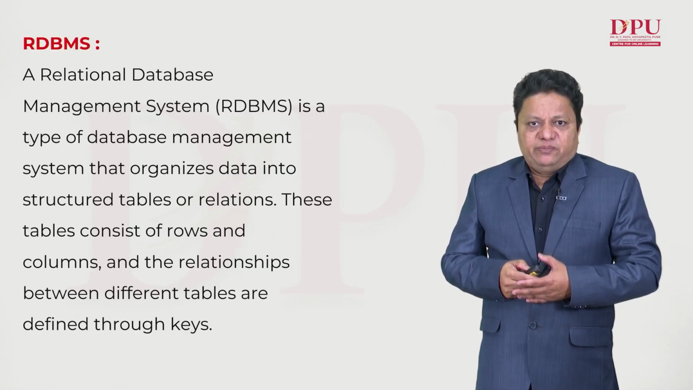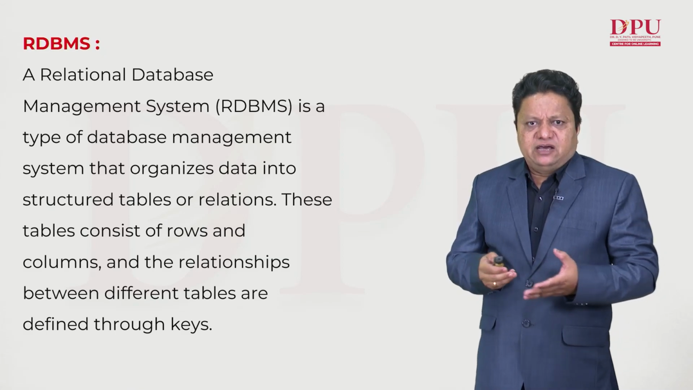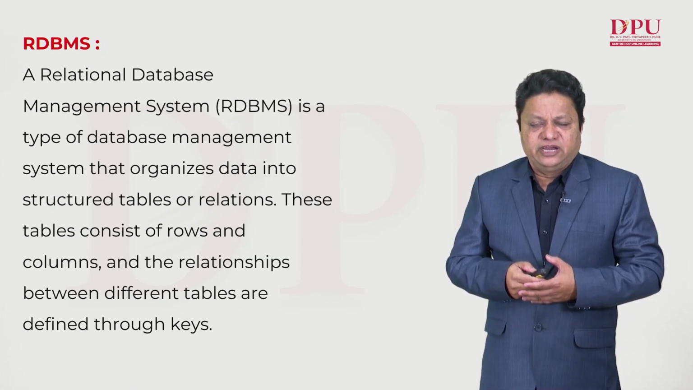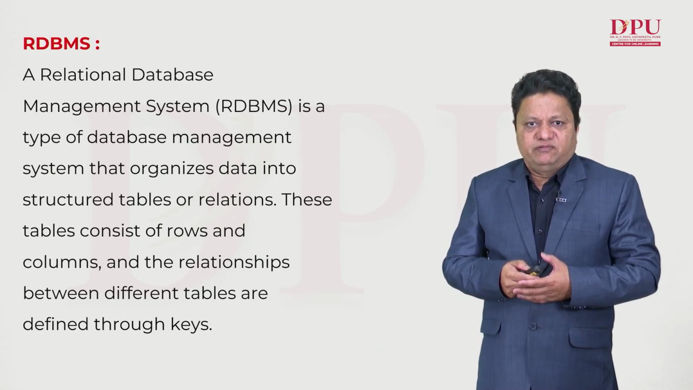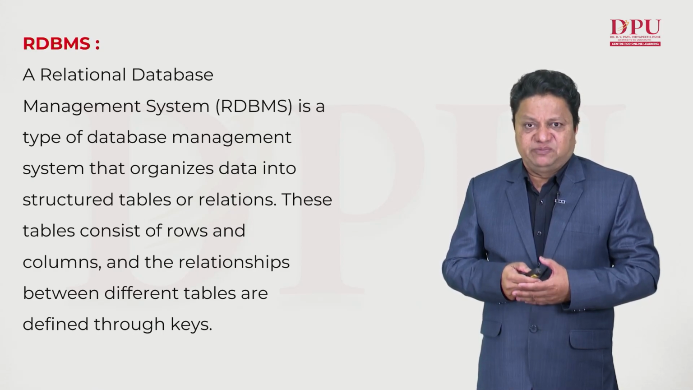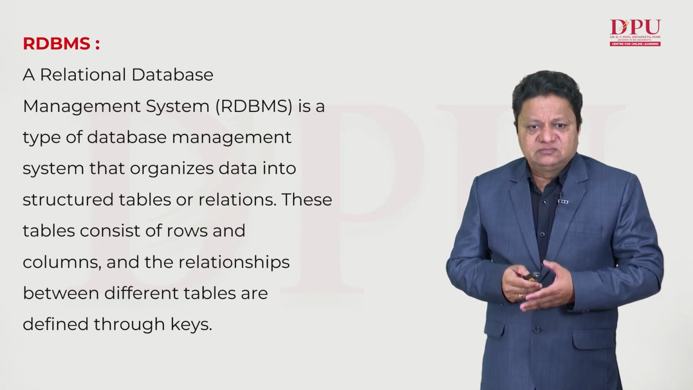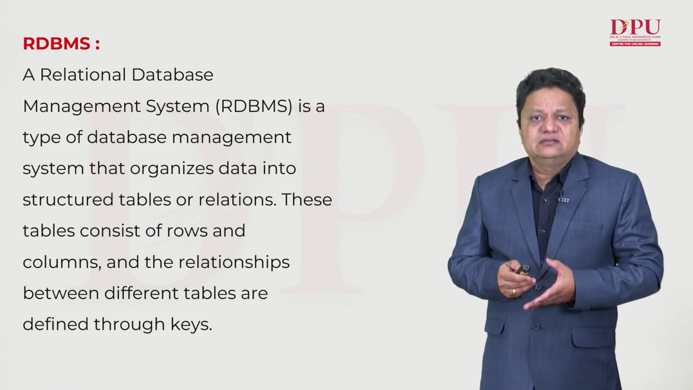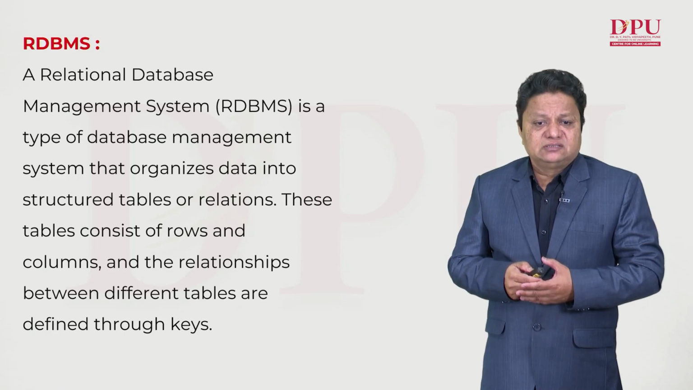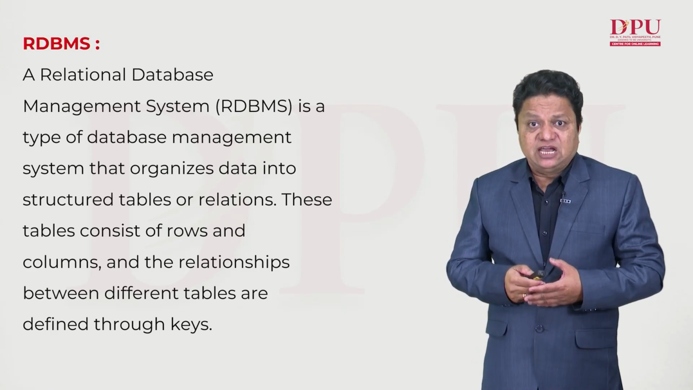Now, let us come down to RDBMS, that we all know as Relational Database Management System. The data in a Relational Database Management System is stored in terms of matrix, in terms of tables. So, data in RDBMS is always structured. A Relational Database Management System, that is RDBMS, is a type of database management system where it organizes data into tables, into relations, and these tables consist of rows and columns, and the relationship between different tables are defined through keys.